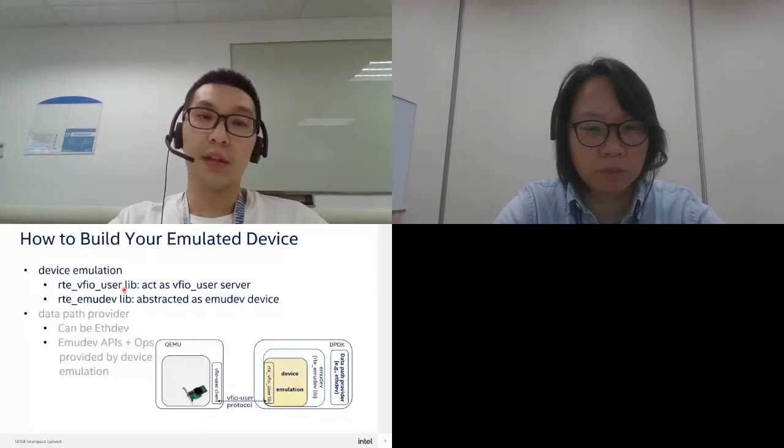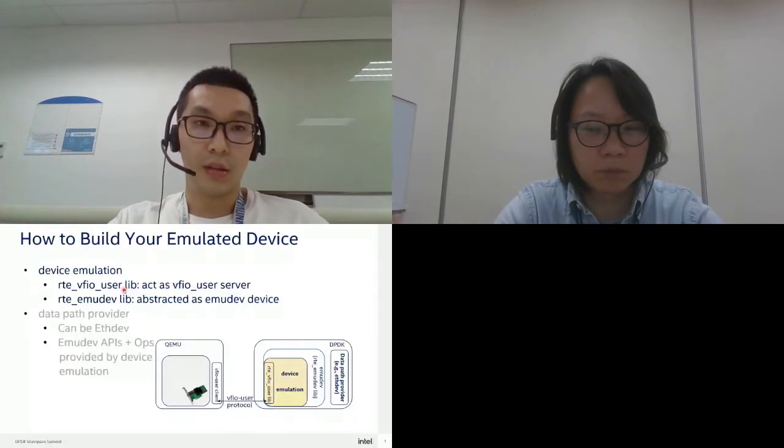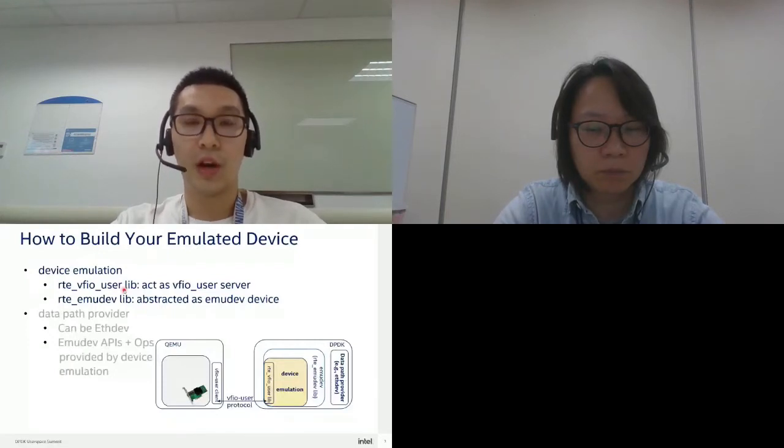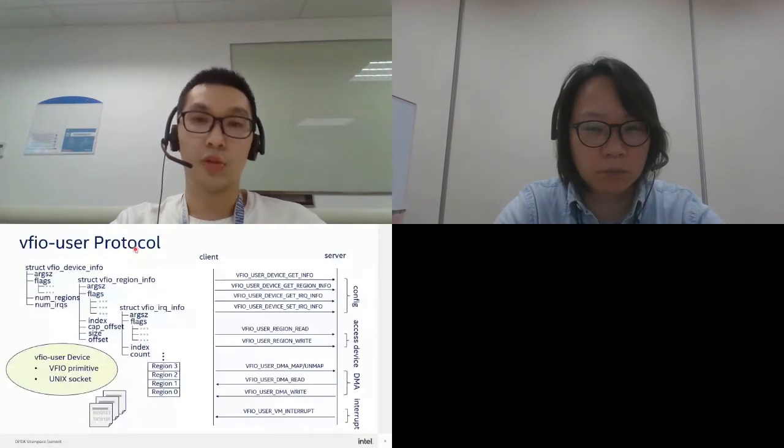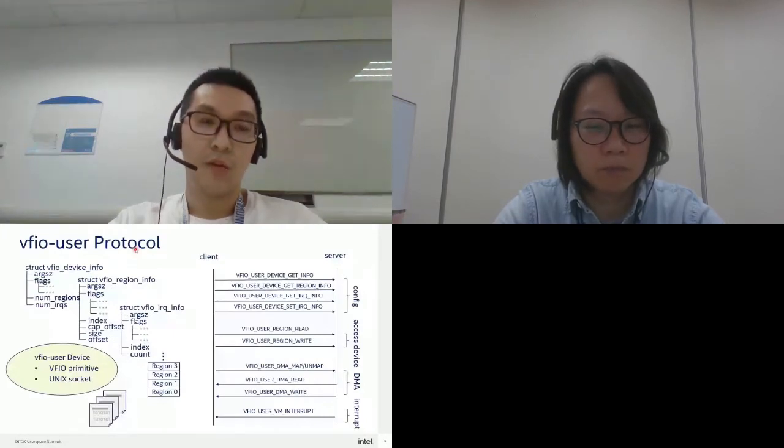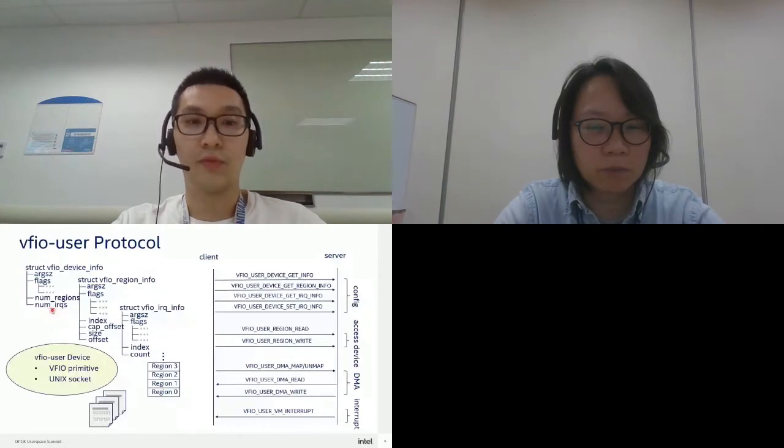Okay, as I said, the VFIO-user server in DPDK, the RTE VFIO-user library, acts as a VFIO server in the VFIO-user protocol. So I will just introduce the VFIO-user protocol here. We are very familiar with VFIO. VFIO has its own abstraction for a device. For example, a VFIO device has some regions and IRQs.